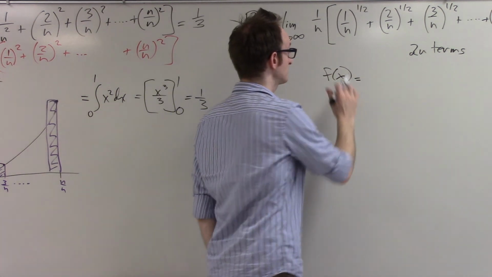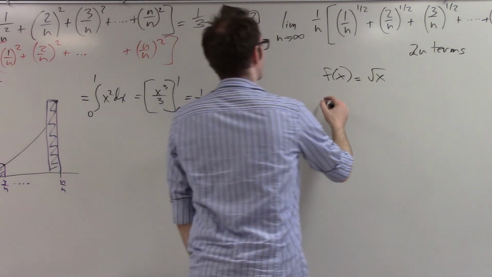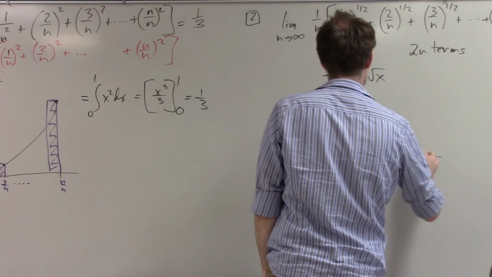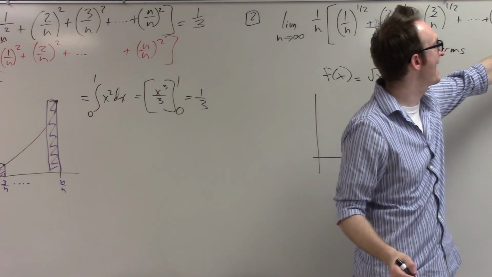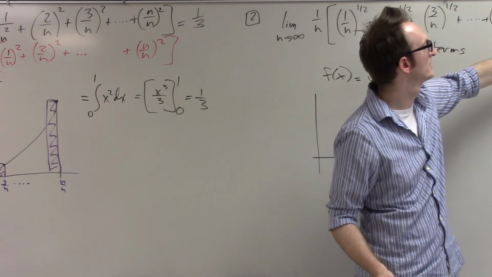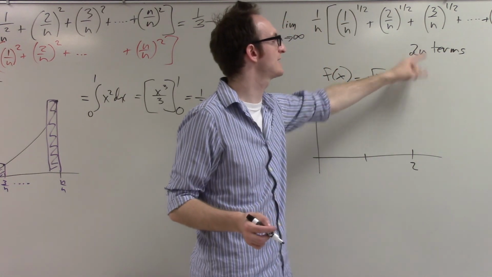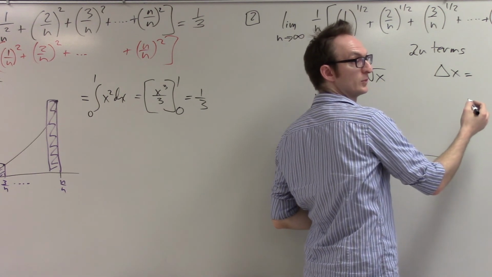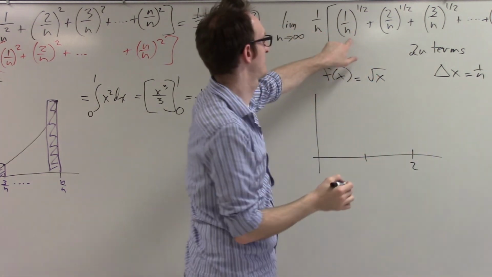x to the 1/2. Yeah, x to the 1/2, but then what are we integrating from? 0 to 2. Yeah, it must be 0 to 2, right? Because on the one hand, we're stopping at 2 because we just are. But on the other hand, if we have 2n terms and the width of the interval is 2, what should delta x be? 1 over n. So it's all kind of working out.